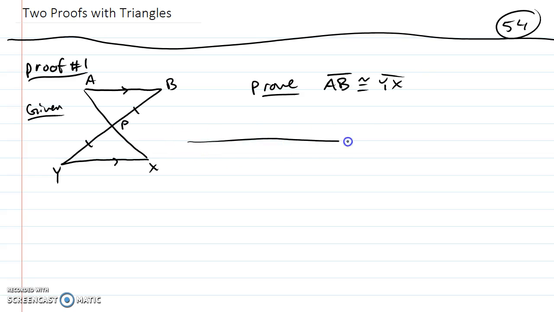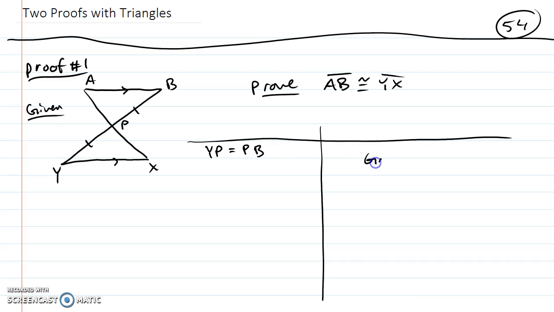So let me create my T-table here. And here are my statements. The first thing I'm going to do is just write what they gave me. I'm going to say YP is the same as PB. That's given. Also, AB is parallel to YX. And these are both given. Now I have to somehow figure out how these triangles would be the same.